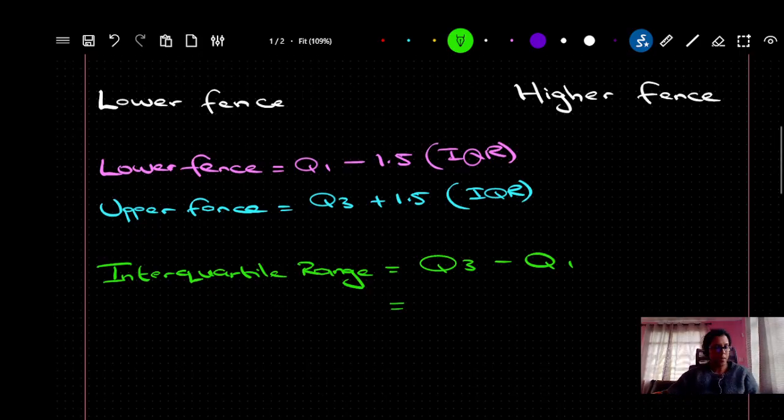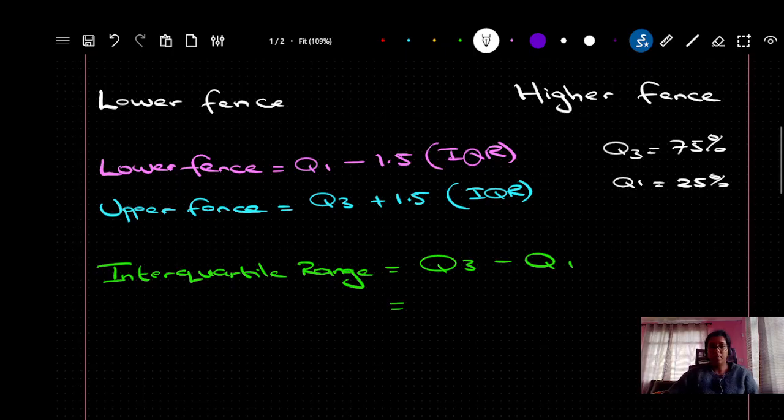Now we spoke about the percentile earlier, right? Here, you know, Q3 is the 75th percentile and Q1 is the 25th percentile. So in order to get Q3 and Q1, we are required to do the calculation, of course. You remember the formula?